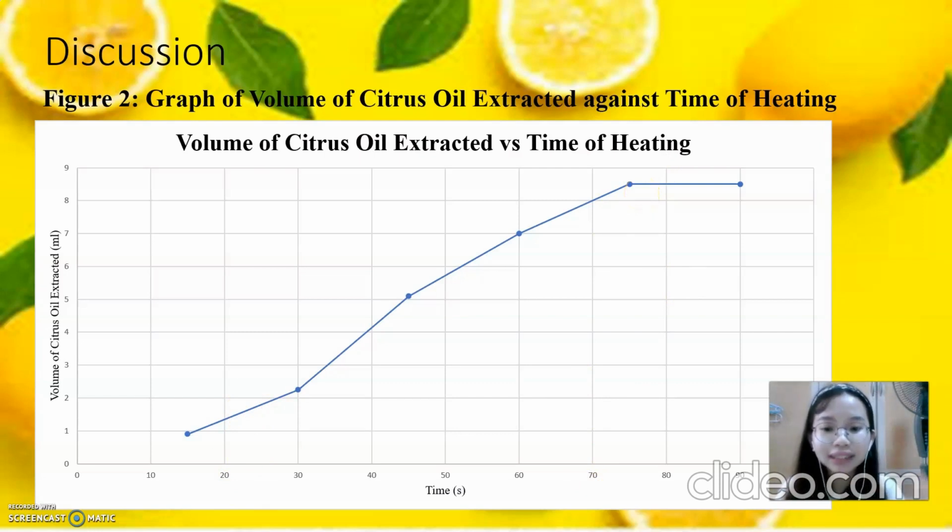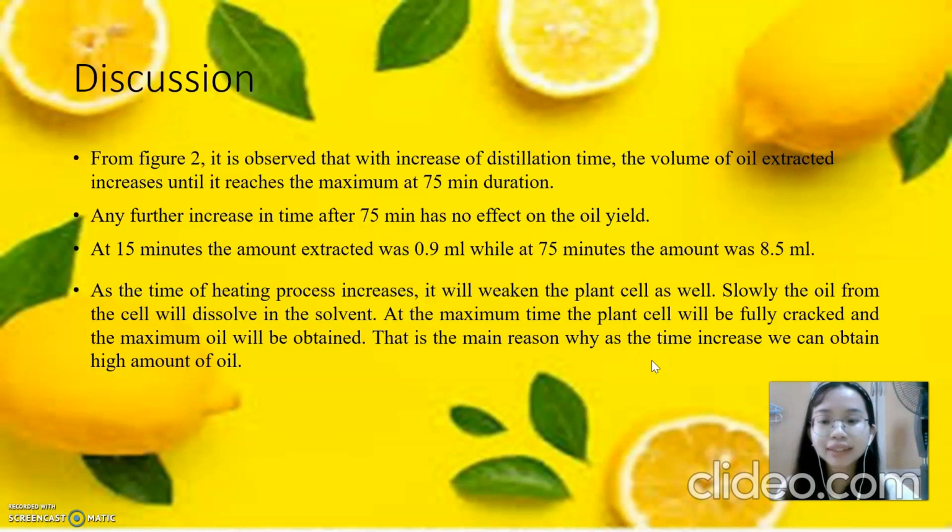As the time of the heating process increases, it will weaken the plant cell as well. So slowly the oil from the cell will dissolve in the solvent. At the maximum time, the plant cell will be fully cracked and the maximum oil will be obtained. So this is the main reason why, as the time increases, we can obtain a higher amount of oil. This one I have explained just now: when the time increases, we can obtain a higher amount of oil.